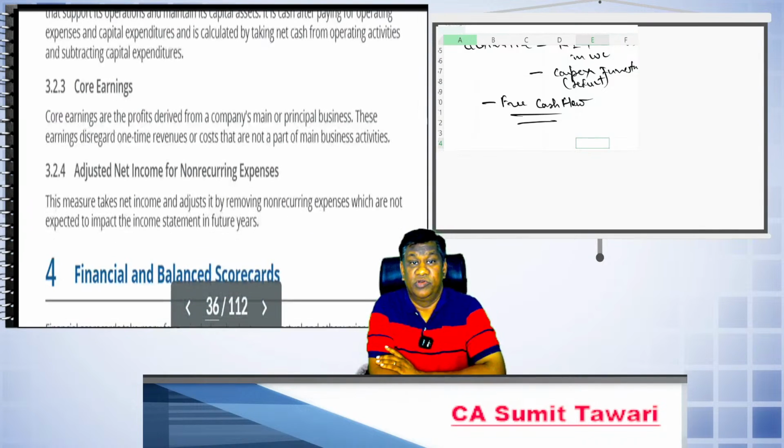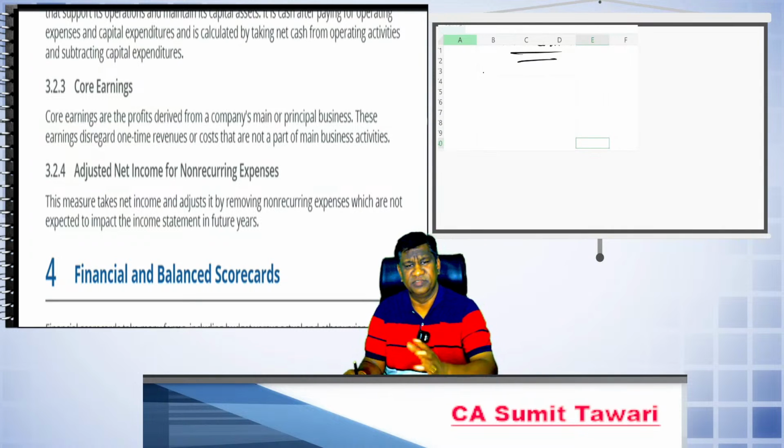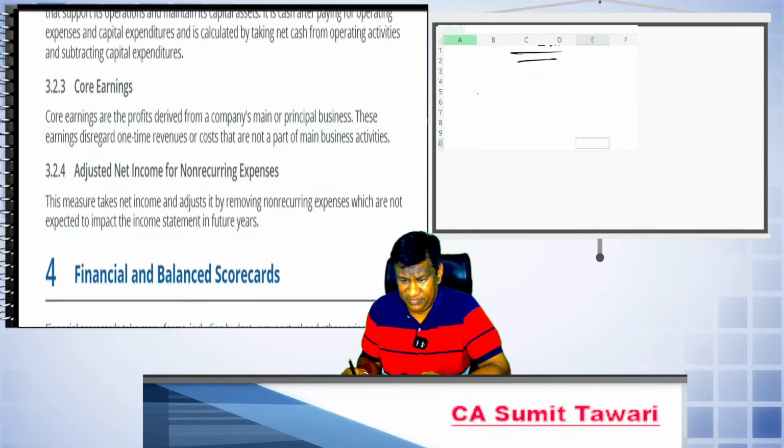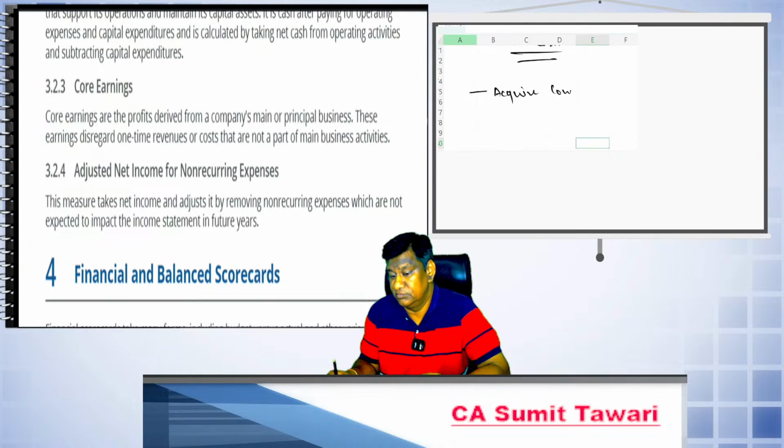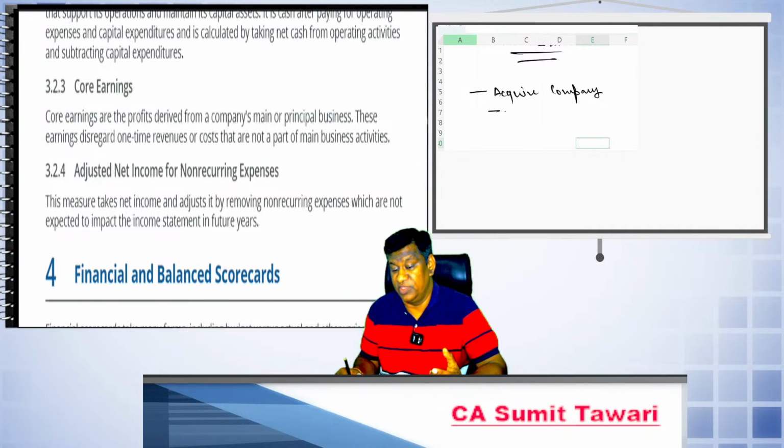Then core earning. Core earnings are the profit derived from a company's main or principal business. This earning disregards one-time revenue or cost that are not part of the main business activity. Let me give you one example that I saw in my practical career. We acquired a company, and before the start of the operation, we started to sell some of the machines.